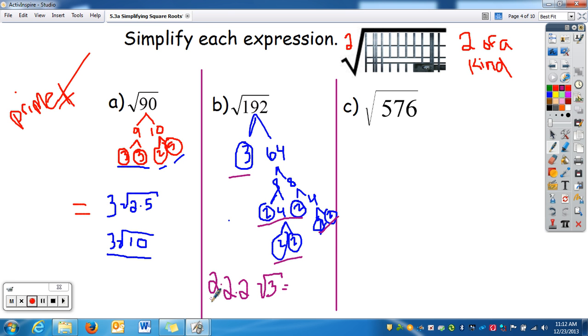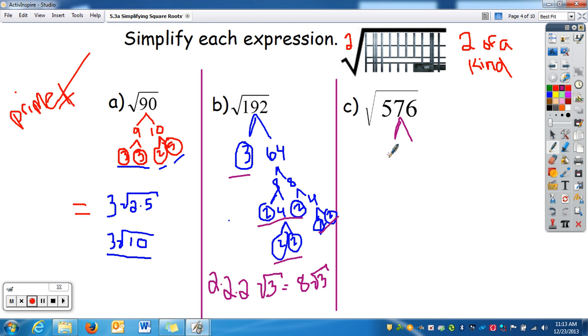So I multiply the 2s together. It's always multiplication. 2 times 2 times 2 is 8. Square root of 3. Hopefully this is becoming really familiar to you. You're kind of recalling it from last year because you did do this last year. Alright, so the last example like this is 576.